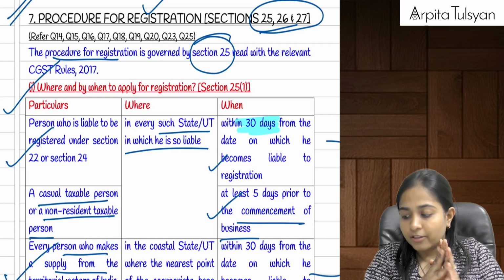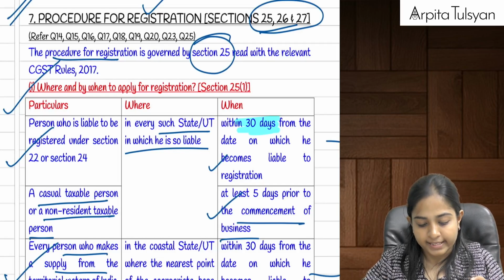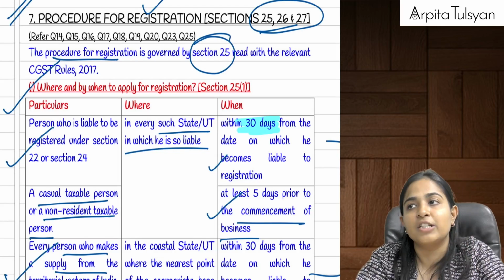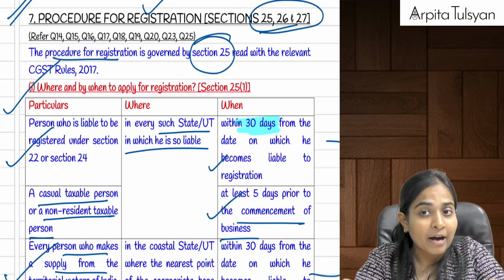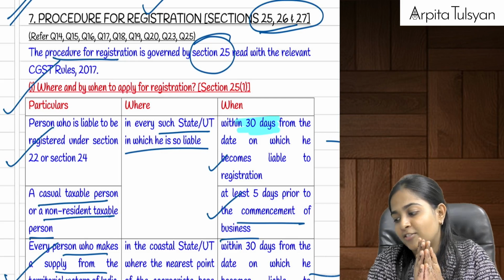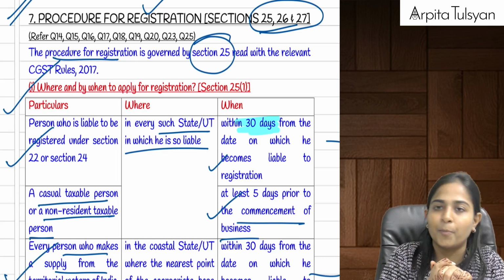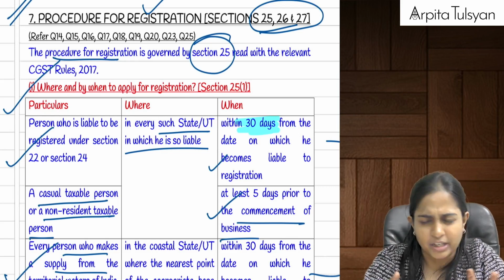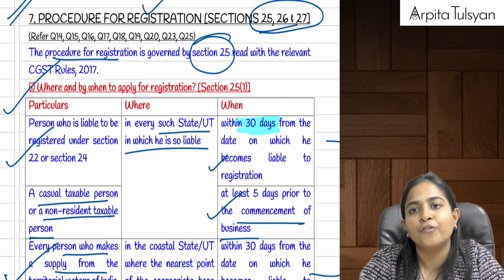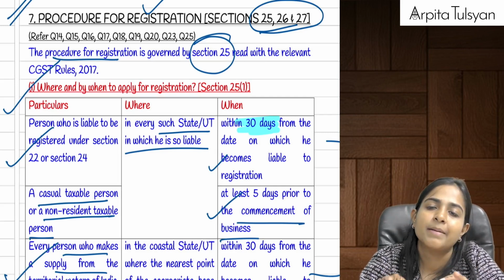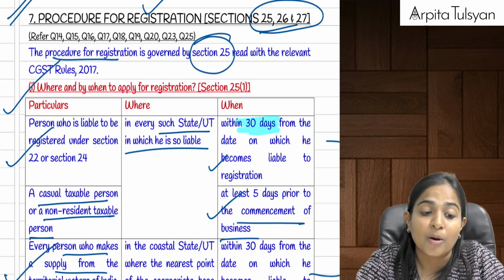Okay, so we started with the procedure for registration, which is contained in section numbers 25, 26 and 27, where we are going to study different procedures about how to apply for registration, what all documents are required, which form we are going to submit, when we are supposed to apply, then how the proper officer will check whether our registration documents are proper or not, and then issuance of the registration certificate. All these things are covered in sections 25, 26 and 27. As of now, we are starting with section number 25 along with some CGST rules. First thing that we're going to study is when we are supposed to apply for registration.